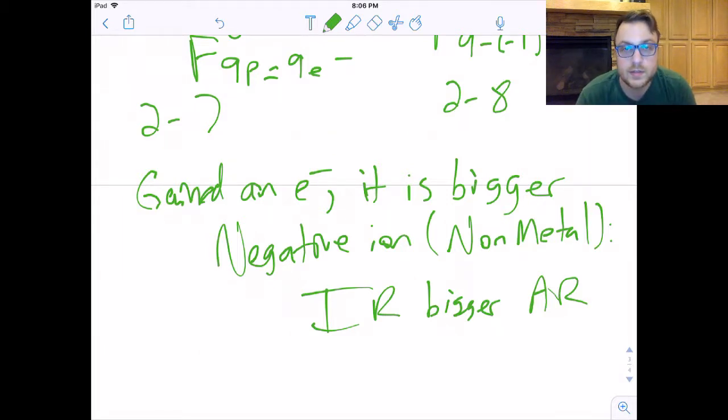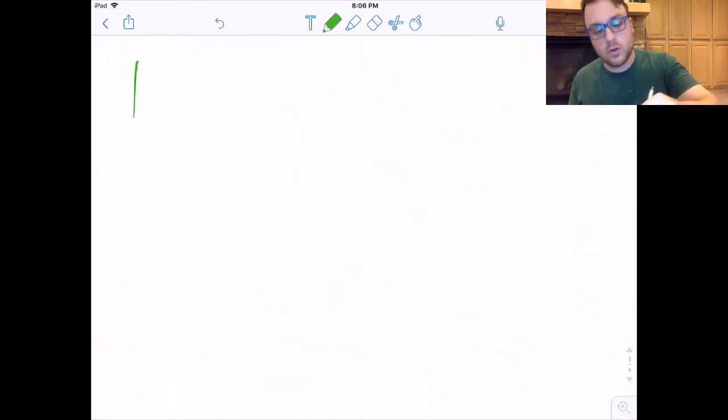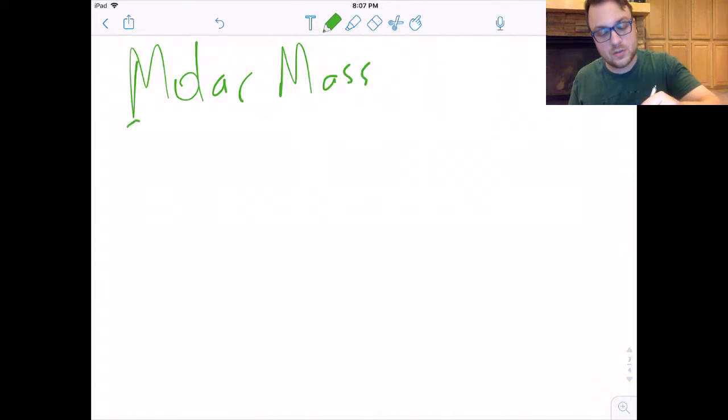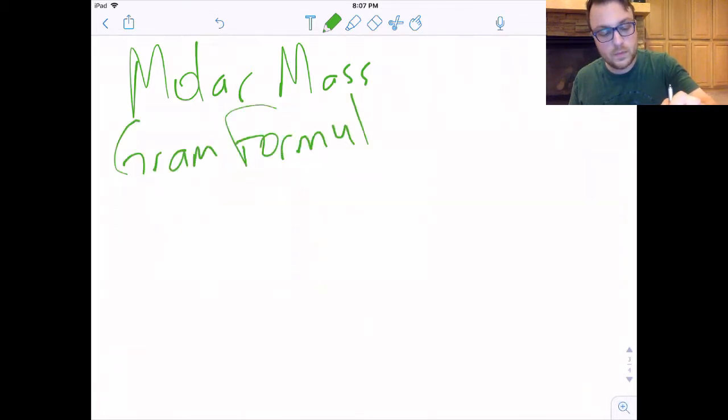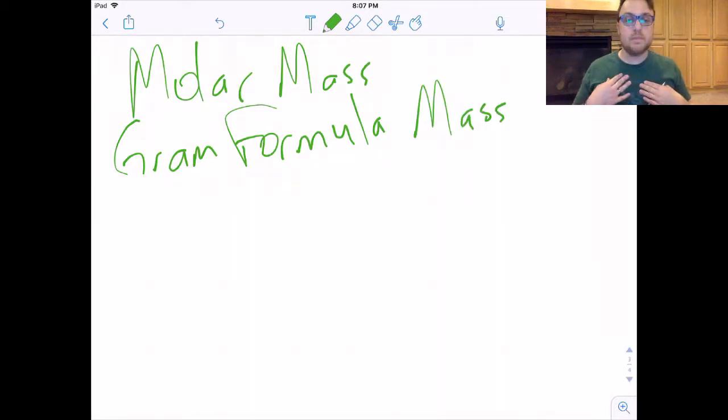So, let's get into some math. Let's start with molar mass, also known as gram formula mass. So given a compound, you need to be able to tell me how much does it weigh based on the masses you find on the periodic table. So let's say you had H2SO4.